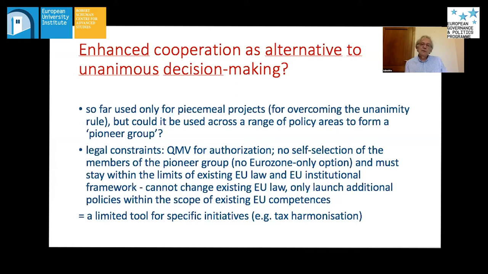However, if we look at the constraints imposed on enhanced cooperation under the treaties, they're quite severe. The most important one for our purposes is that enhanced cooperation is within the limits of existing EU law and the EU institutional framework. Therefore, enhanced cooperation cannot change existing EU law. It can only launch additional policies within the existing scope of EU competences. So I think it is a useful tool, but it's a limited tool, which can be used for specific initiatives only.